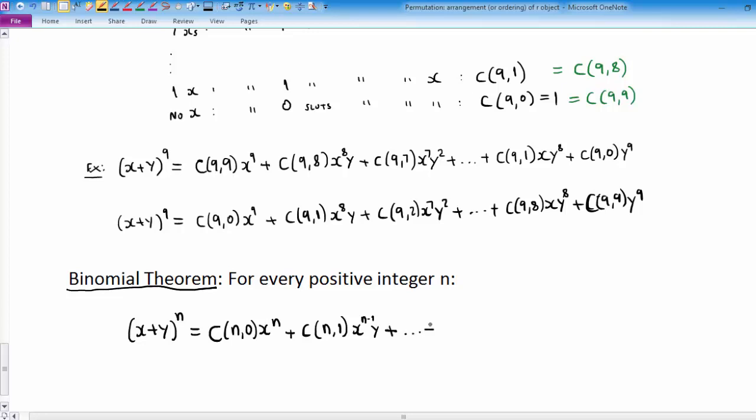And we expand this all the way to C(n, n minus 1) x y^(n minus 1). And here's the last one, C(n,n) y^n. And that's what the binomial theorem says.